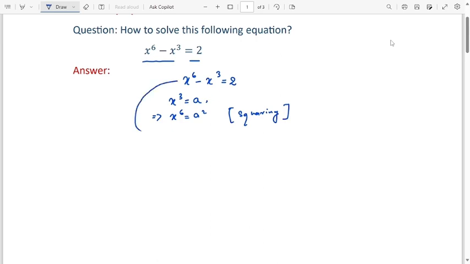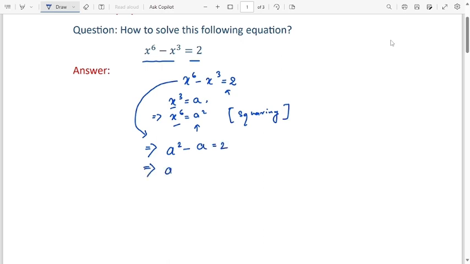Now after we substitute this x cube and x to the 6 in this equation, what is our new equation? Let's see what we have. Our new equation is a square minus a equal to 2.